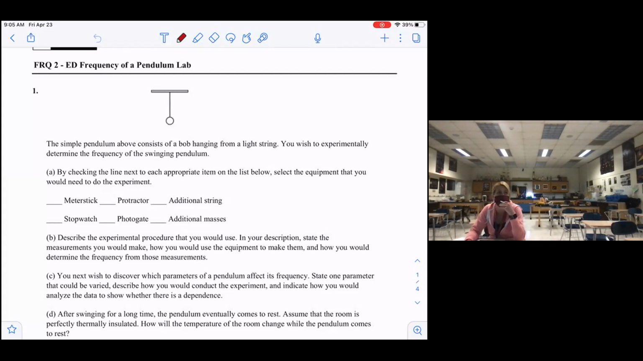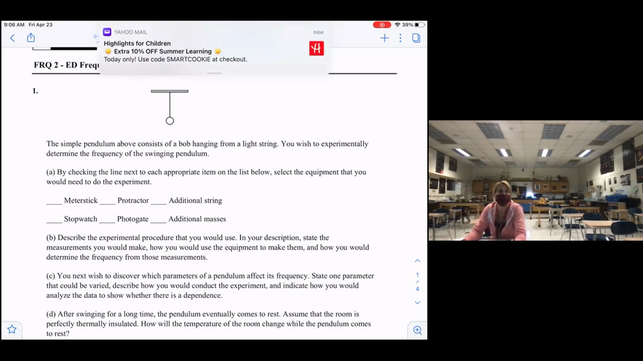Today, we're going to look at an experimental design question. This should look really familiar to everybody, hopefully, because you did this lab at home back in January to start off first semester. So we thought it'd be a good one to give you some practice of writing a procedure because you have some good background on this experiment. So here we have a simple pendulum.